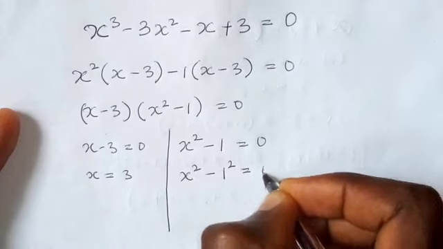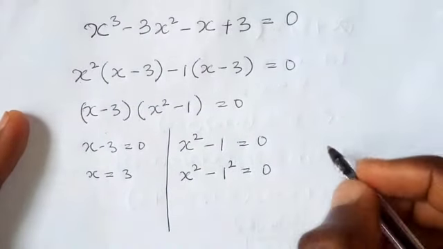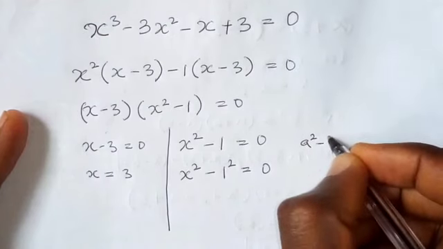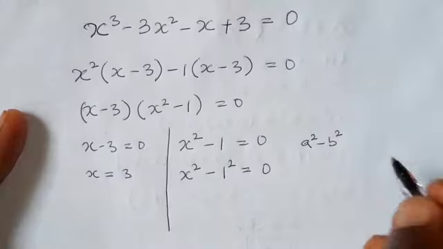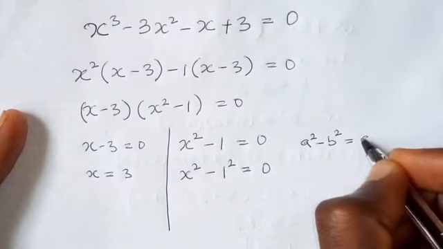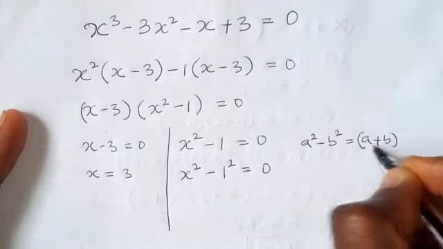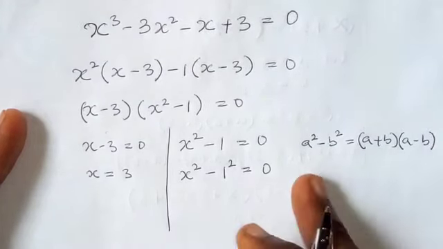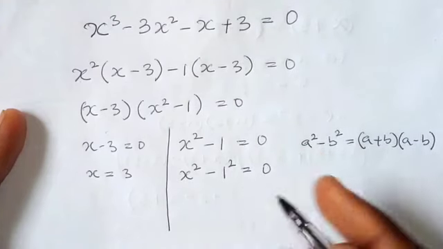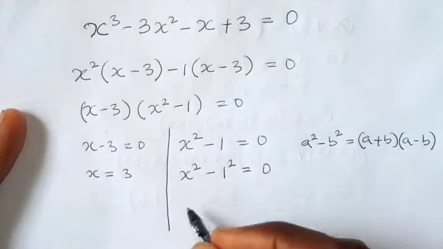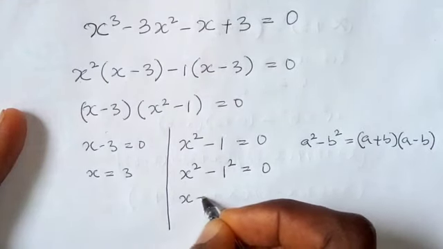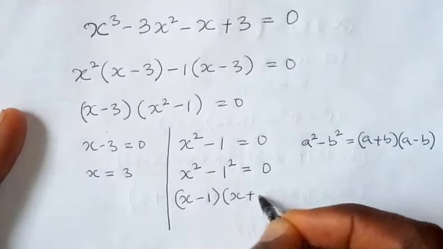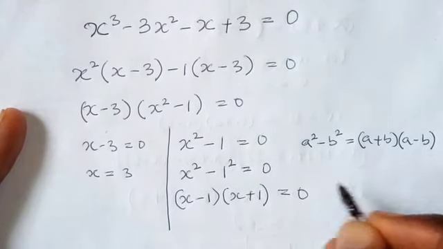2 equals 0. Remember the law that says if you have a raised to power 2 minus b raised to power 2, it is the same thing as a plus b into a minus b. This is the law of difference of two squares. So for this one, we have x minus 1 into x plus 1 equals 0.